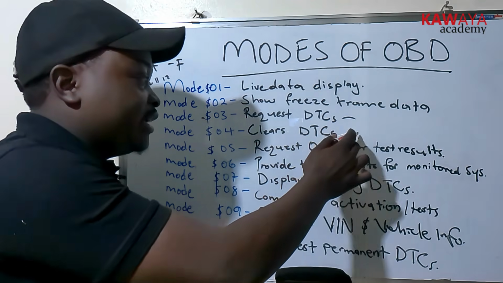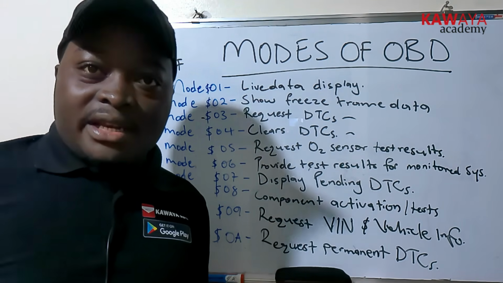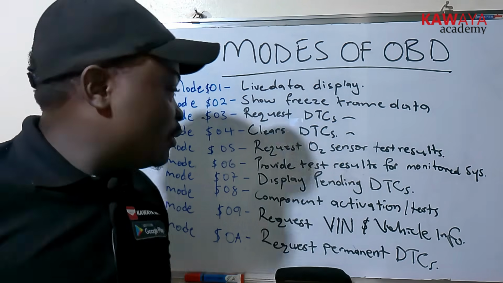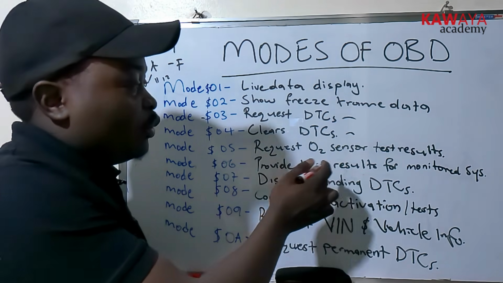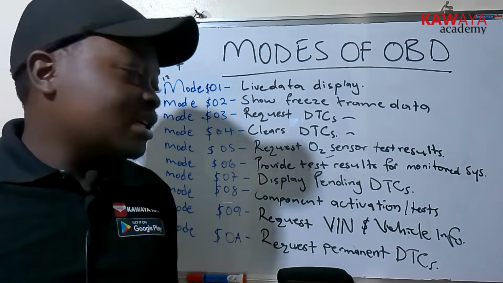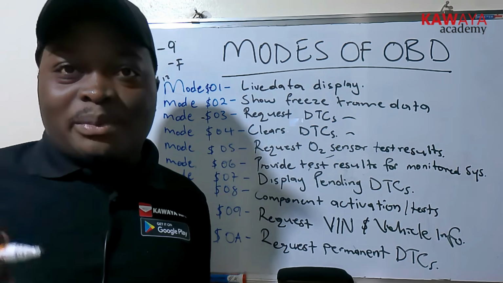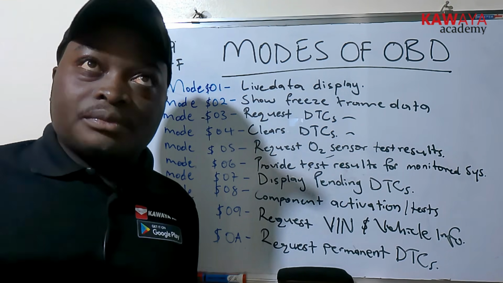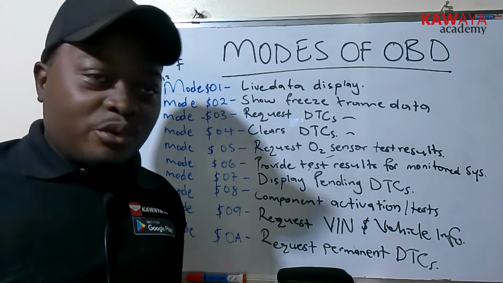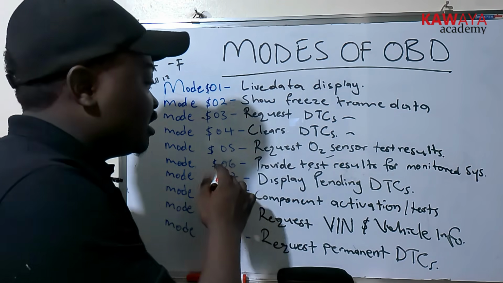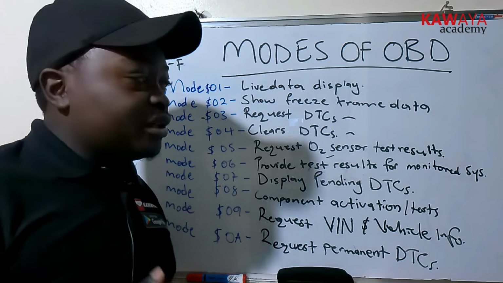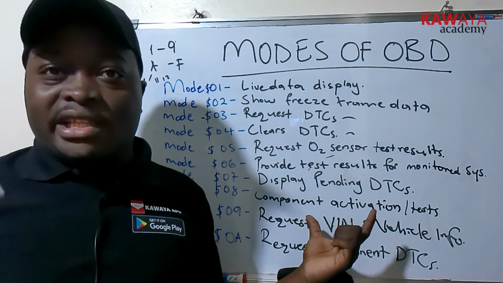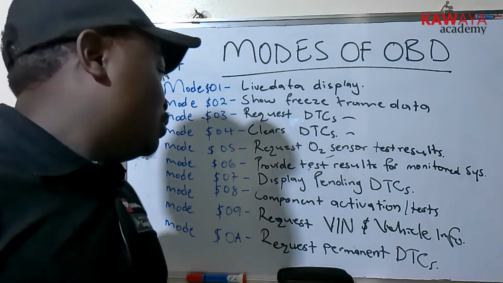In mode 4 we are clearing. So every time you finish diagnosing and you fix the issue, you can go on to clear the codes. So that is mode 4. And in mode 5 we are requesting oxygen sensor test results. Oxygen sensors in vehicles help us monitor emissions and how the engine is performing in relation to the fuel system. Okay, we have mode 6, which provides tests for monitored systems. These are like the readiness monitors we talked about, those that monitor the evap, the catalyst system, and so on.